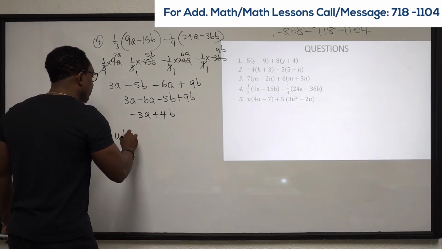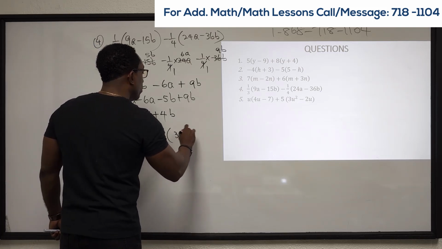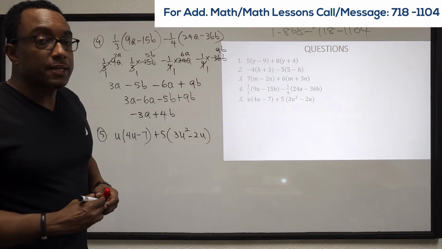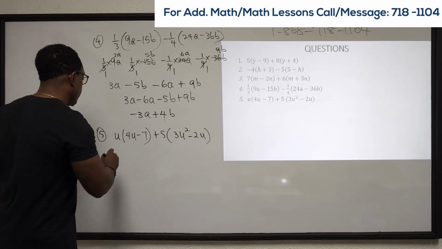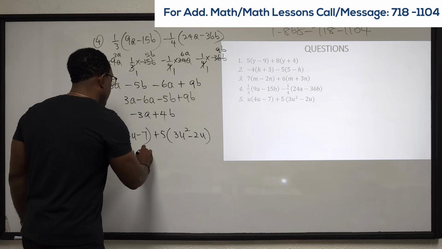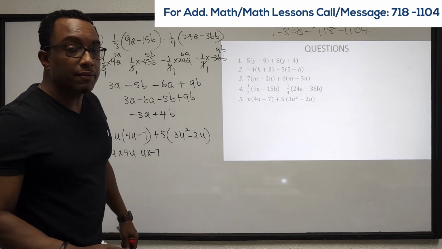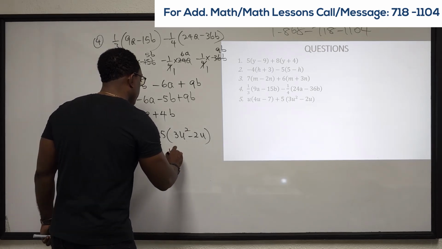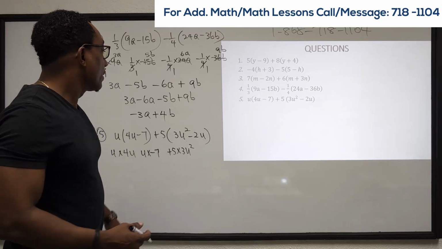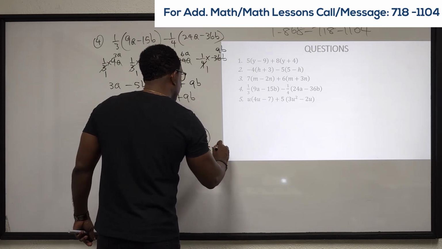We have u into 4u minus 7 plus 5 into 3u squared minus 2u. So again, removing brackets and simplifying. So we know u multiplied by 4u, u multiplied by negative 7 plus 5 multiplied by 3u squared. We can say 5 multiplied by 3u squared, and plus 5 multiplied by negative 2u.